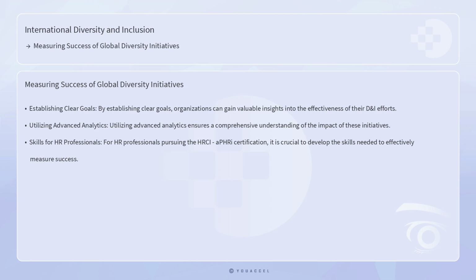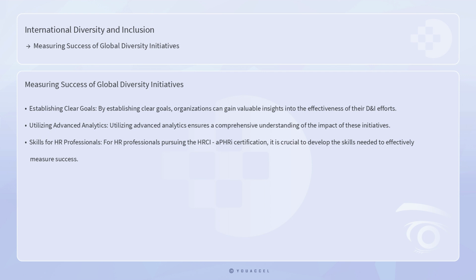In conclusion, measuring the success of global diversity initiatives is a complex but essential task for organizations committed to fostering an inclusive and equitable workplace. By establishing clear goals, identifying appropriate metrics, leveraging benchmarks and comparative data, and utilizing advanced analytics, organizations can gain valuable insights into the effectiveness of their D&I efforts. Furthermore, the integration of both quantitative and qualitative data ensures a comprehensive understanding of the impact of these initiatives.